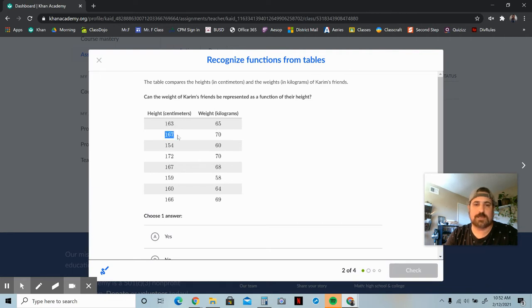So I'm looking at 167 as a height, and there's a weight of 70 kilograms. And I'm looking at 167 again as a height, and now all of a sudden there's 68 kilograms. So these two people are the same height but different weights. You can have two x values, okay? So the same x value with different y values. So this is not a function.